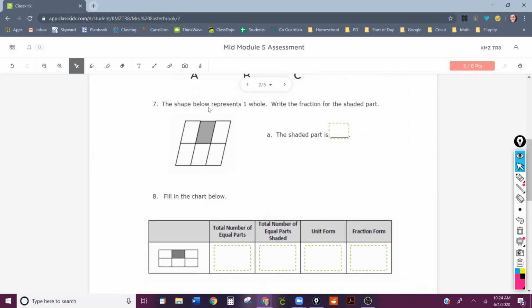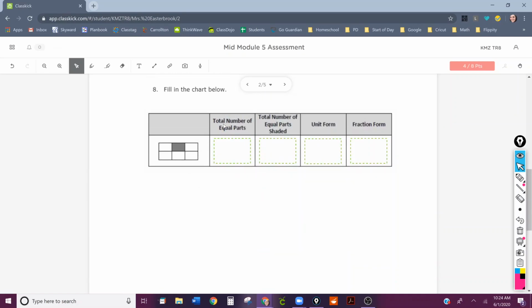Number 7, the shape below represents 1 whole. Write the fraction for the shaded part. The shaded part is, well, there's 1 piece shaded out of 6. 1/6 is shaded.